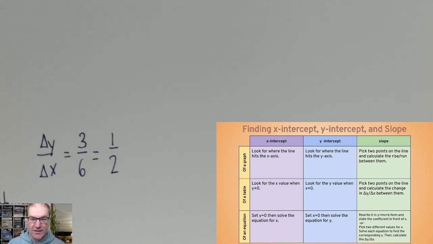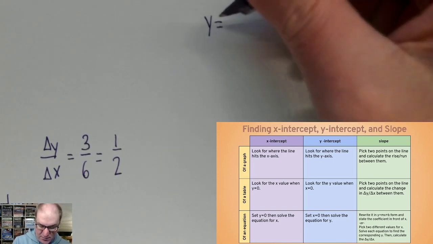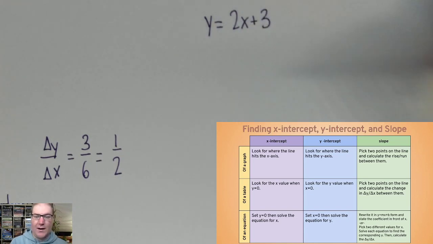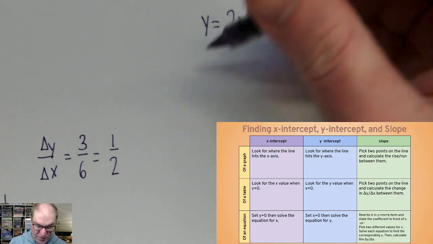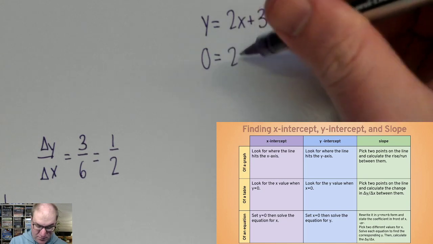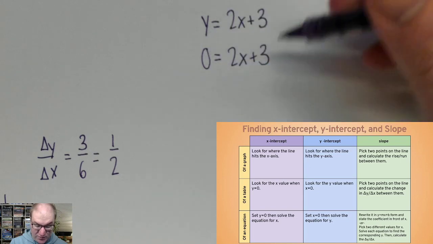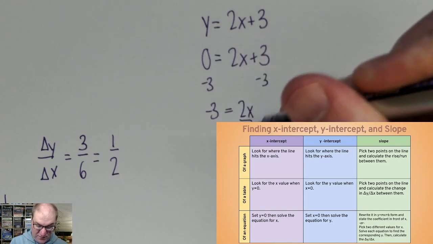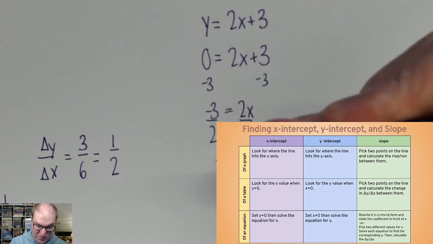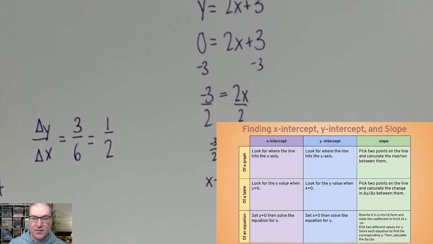Now we're going to do the last row, which says how to find the x-intercept, y-intercept, and slope of an equation. If I have an equation like y equals 2x plus 3, and I want to know the x-intercept, I just set y equal to 0 and solve the equation for x. You get 2x equals -3, and then divide by 2 and get x equals -3/2. This is the x-intercept.